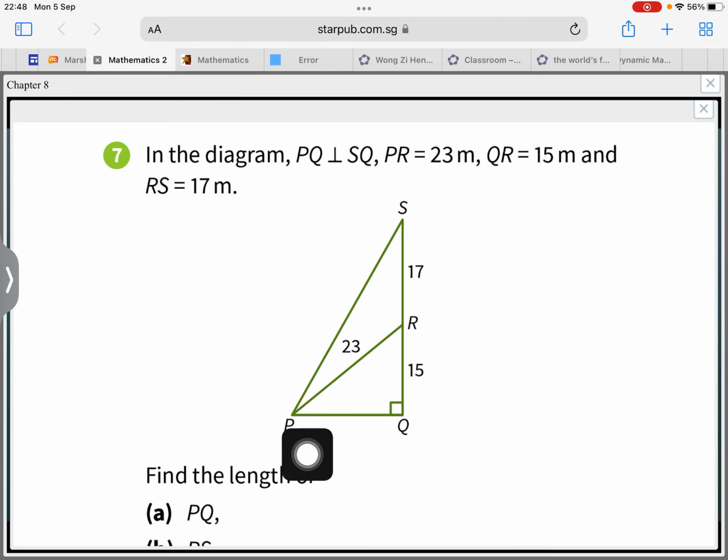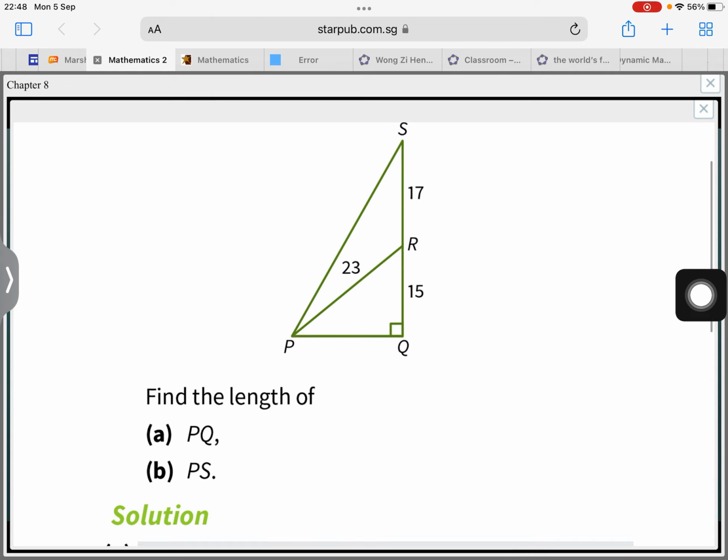Like I said, PQ is part of two triangles, PQR and also PQS. To use Pythagoras theorem, of the three sides you need to know at least two sides. I'm unable to use PQS because I know QS but I don't know PS. So I need to make use of PQR instead, because I know QR and I know PR. So I know two sides, I can find the third side. In this case my hypotenuse is 23. Using Pythagoras theorem, PR square will be equal to PQ square plus QR square.